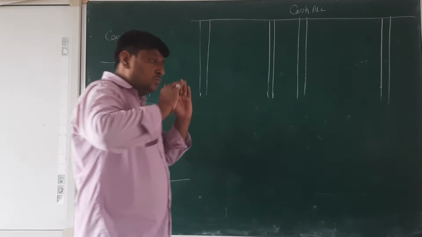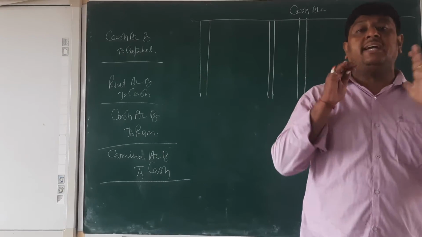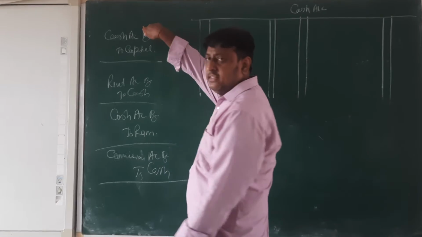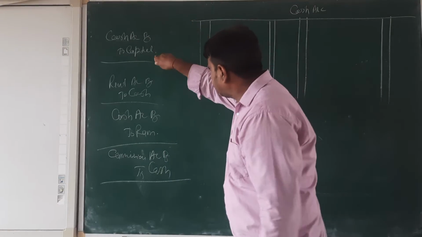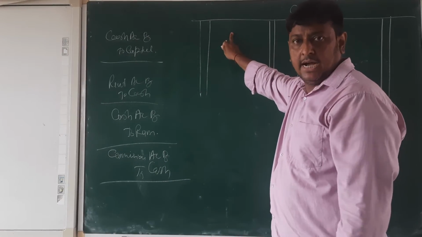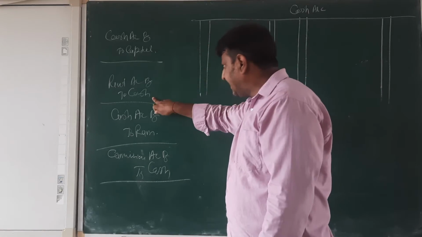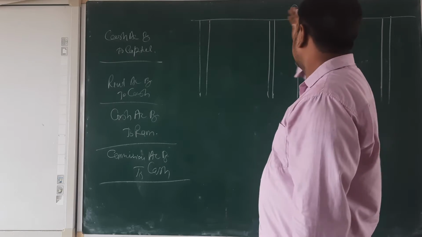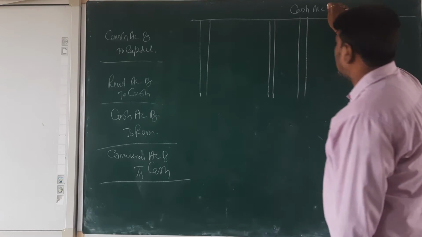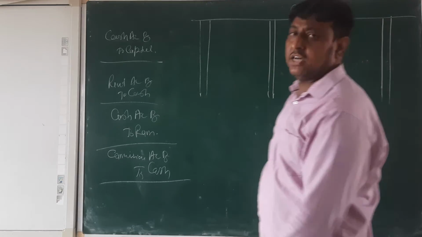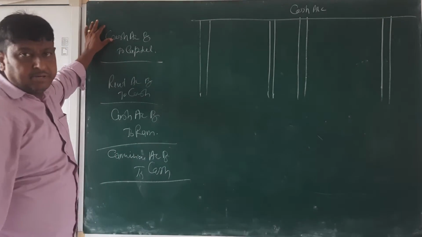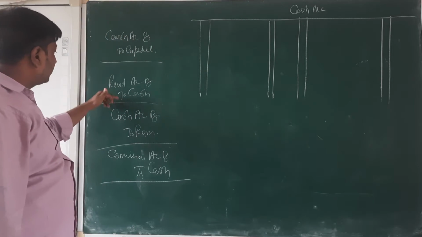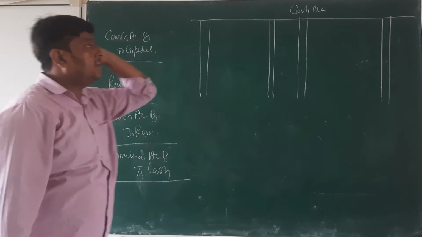Just see which account you are going to maintain. If that account is debited in the journal, its opposite account will be debited, and if that account is credited in the journal entry, its opposite account will be credited. Which account you are going to maintain in the journal? If that account is debited, its opposite will be debited. If that account is credited, its opposite will be credited.